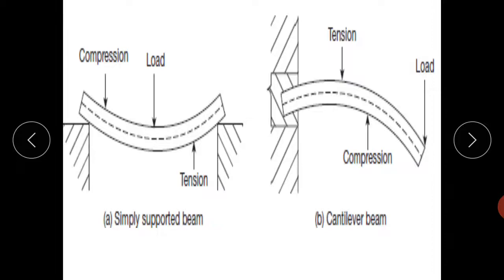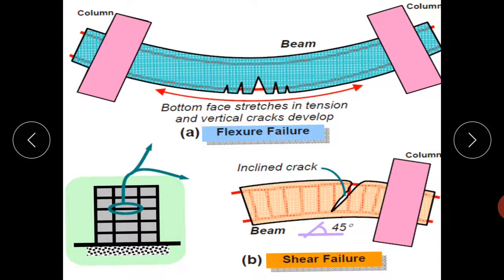If the beam is just kept on the supports at its ends, that beam is known as a simply supported beam. Due to external load, tension occurs at the bottom fiber and the top fiber carries compression. In the second part we can see that if one of its ends is fixed, then tension occurs at the upper fiber and compression occurs at the bottom fiber due to the external loading. So this is the effect of flexure.